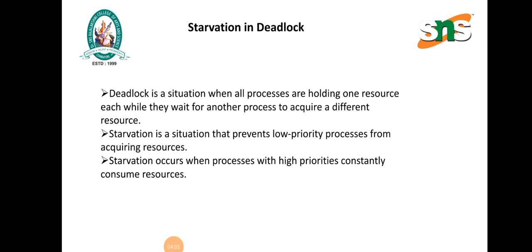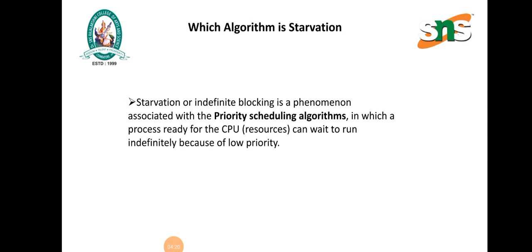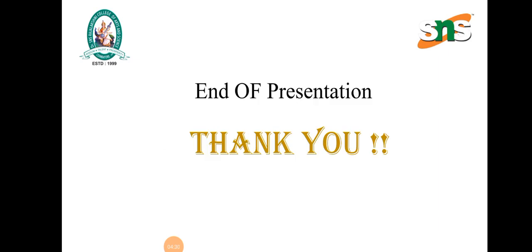Starvation versus deadlock. Deadlock is a situation where all processes are holding one resource each and waiting to acquire a different resource. Starvation is a situation where a low priority process is prevented from acquiring resources because high priority processes consistently consume the resource. Starvation in a priority scheduling algorithm: the CPU is ready for the process but waits indefinitely because of its low priority. Thank you all for this.